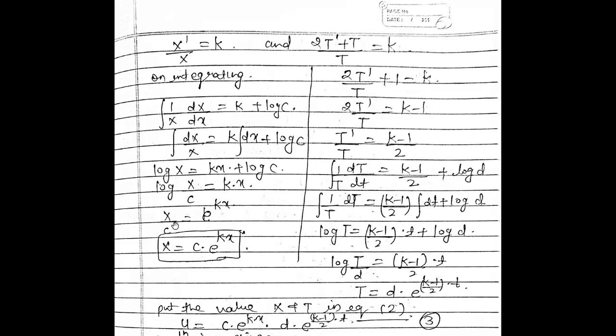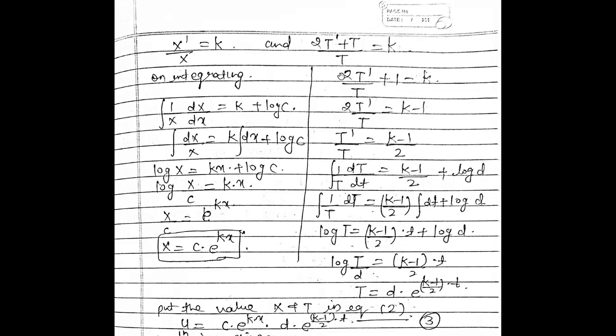Now X is equal to, if log is removed from here, then it will be e to the power kx. So our solution is X is equal to c into e to the power kx, right? And as I told you, X is a function of small x, so we can see here that we are getting X as a function of small x, right?